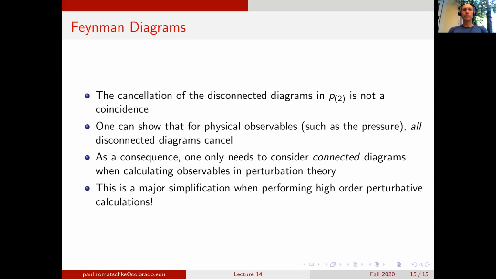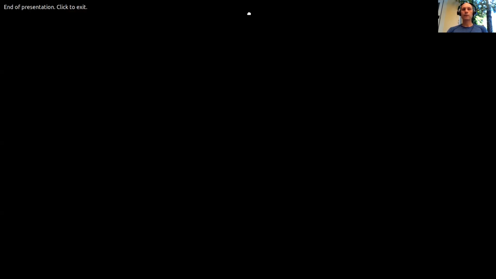Clearly, while at second order in perturbation theory it's not that much of a simplification, you can maybe appreciate that as one goes to higher and higher order in perturbation theory, being able to have a simplification rule such that we only have to deal with connected diagrams leads to major simplifications of the setup of the calculation. And this concludes the present lecture.